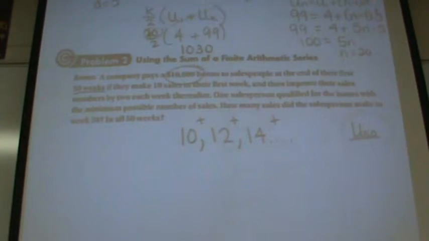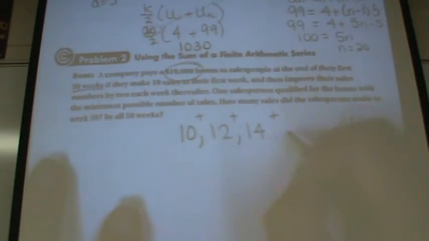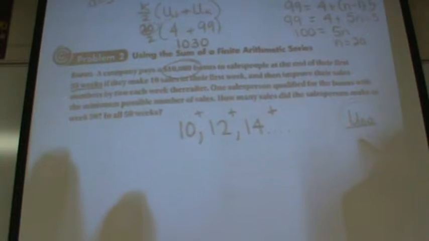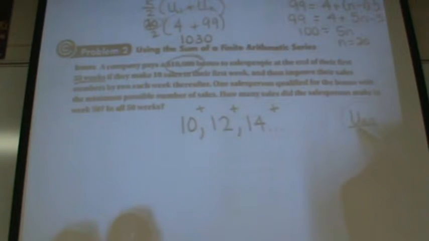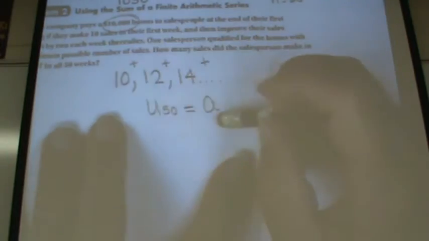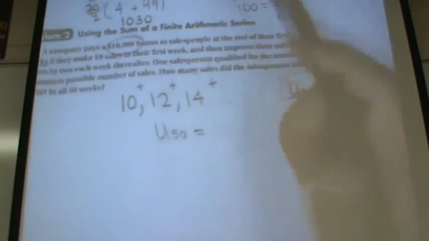They just want to know, if this pattern continues, what would be the number of units sold in week 50, and then what's the sum of all of what we sold up to week 50? So what's our first step? We got to find U50, and we need it to find the sum anyway. U50 is going to be the first term, A or U. The pre-calc book uses U.